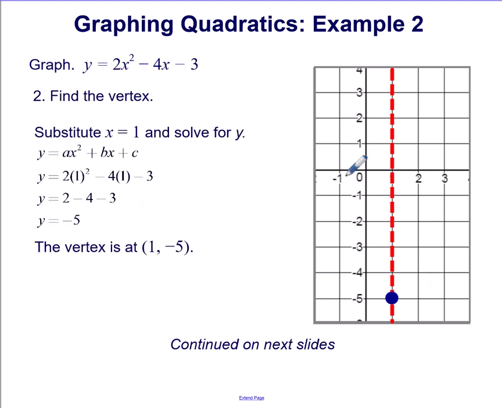Our second step is to find the vertex. So locating the axis of symmetry at x equals 1, we would substitute into this equation. Everywhere we see x, we replace x with 1.